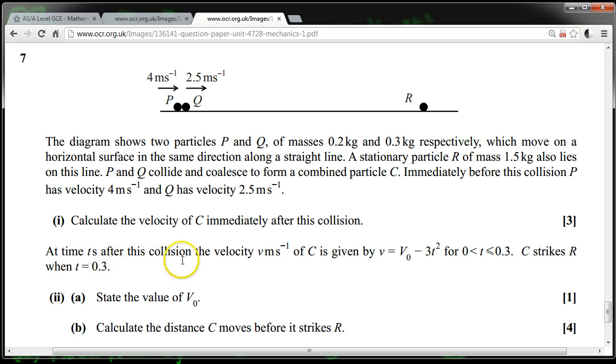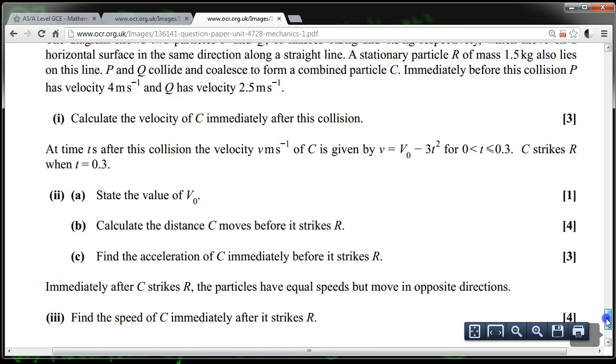At time t after this collision, the velocity v of C is given by this formula here, with t between these values. C strikes R when t is 0.3. State the value of v0. Calculate the distance C moves before it strikes R. Immediately after C strikes R, the particles have equal speeds but move in opposite directions. Find the speed of C immediately after it strikes R.